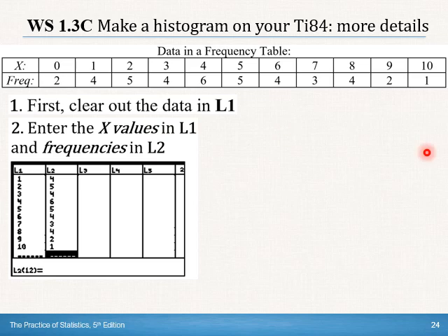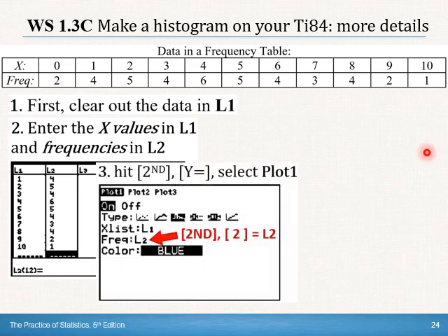All right, so then we want to hit second y equals and turn on plot 1. If you have any other plots on, turn them off. This time we want to leave it as a histogram, and list 1 is the X list. The frequency is list 2. You get to that by hitting second and then 2, and it replaces the 1 that's there. So highlight the 1, hit second, and then 2, and that gives us list 2.